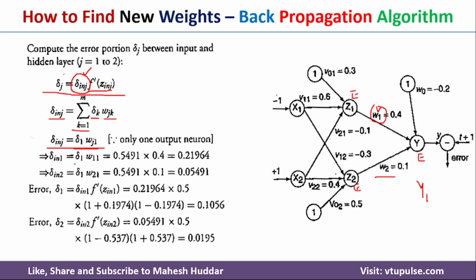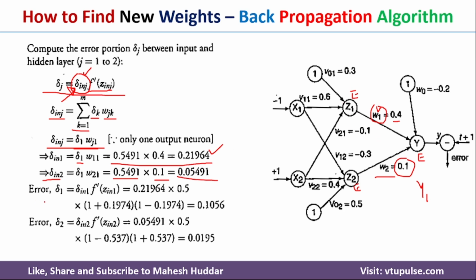Delta in 1 is equivalent to delta 1 multiplied by w11, that is nothing but this weight over here. Delta 1 we have already calculated, that is the error at the output layer, and we know this particular weight is 0.4. Once you solve it, you will get delta in 1. Similarly, delta in 2 is equivalent to the error we have already calculated multiplied by the weight, which is 0.1. You will get this as delta in 2. So now we are done with the first part of this equation, delta in 1 and delta in 2, for delta 1 and delta 2 for these two neurons.